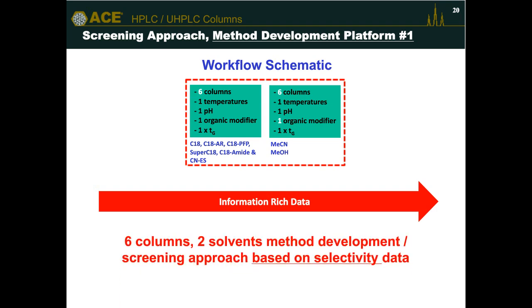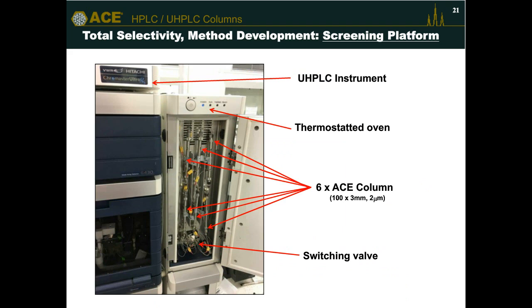So this is the instrument that we use in my lab. We have a UHPLC instrument. We have the column oven next to the instrument with 6 different column chemistries in the oven. Now we use a standard format of 100 by 3 millimeter column dimensions, 2 micron. We found this to be a very robust format, gives good column lifetimes, but also it's relatively quick in terms of the screening approach. So it means we can turn our method development around quite fast.